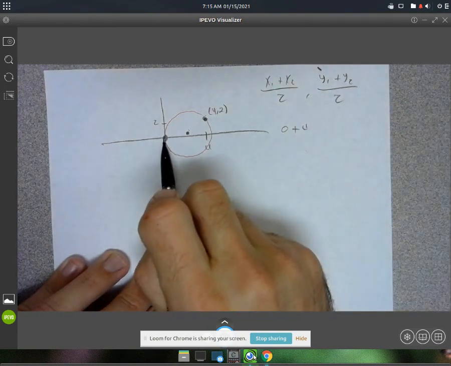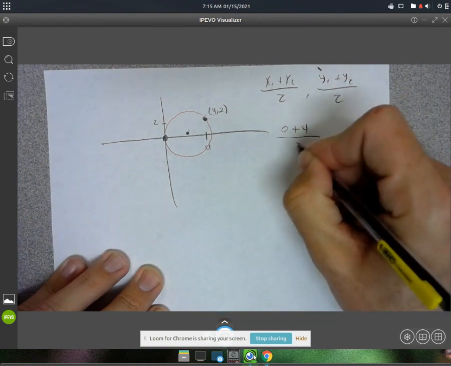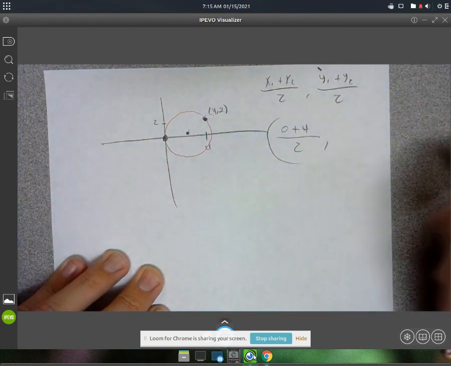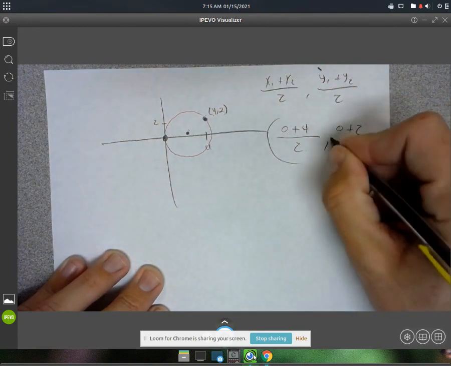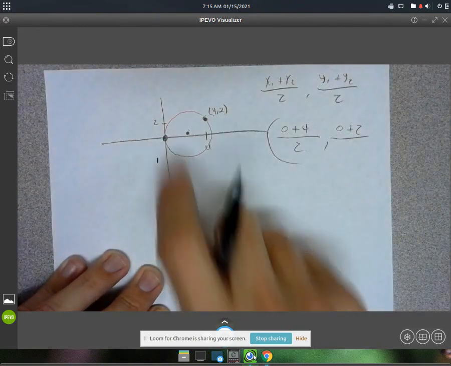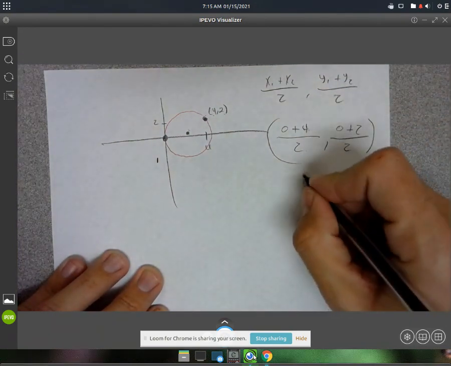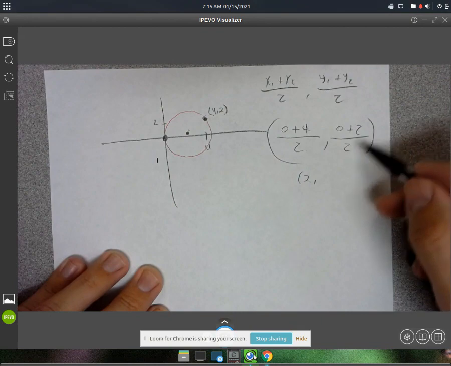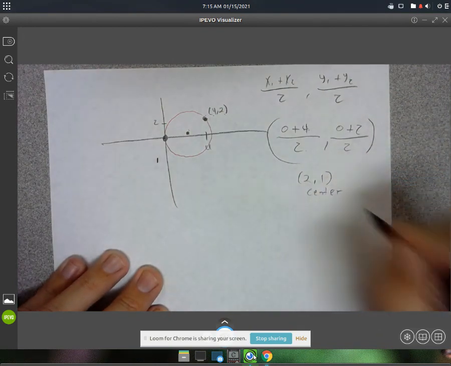That was my x coordinate here and my x coordinate there, divided by 2. And then I'm going to do 0 plus 2. Those are my y coordinates for each of these, divided by 2. So you get 4 divided by 2, which is 2, and 2 divided by 2, which is 1. So that is the center of our circle.